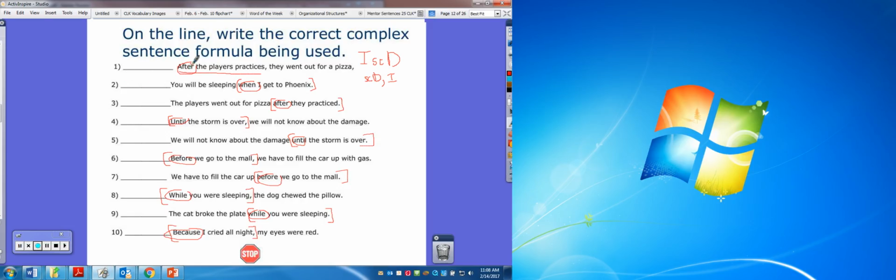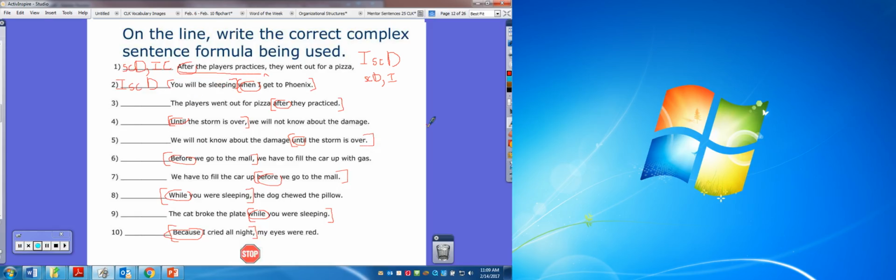You have circled that after is our subordinating conjunction, so automatically we know that there has to be a comma because this is a dependent clause. So our sentence formula would be subordinating conjunction, dependent clause, comma, IC for independent clause. Look at number 2. Our first clause looks like it's independent. You will be sleeping. That makes sense on its own. And then look, here's our subordinating conjunction right in the middle of the sentence. That tells me that our sentence formula is independent clause, subordinating conjunction, dependent clause.